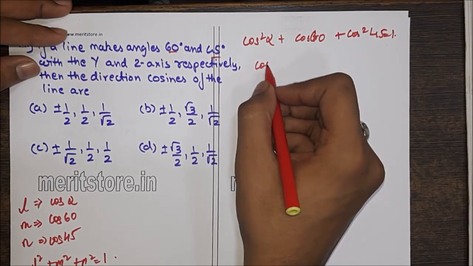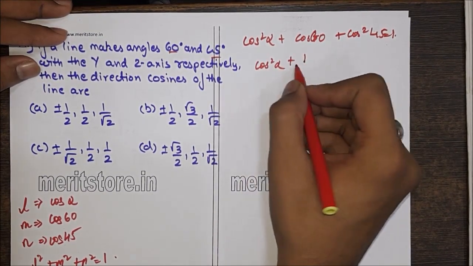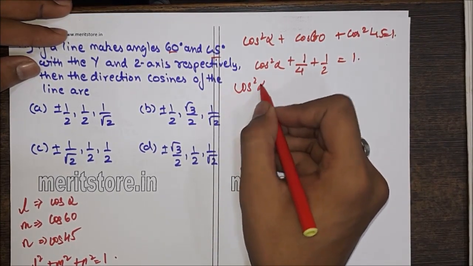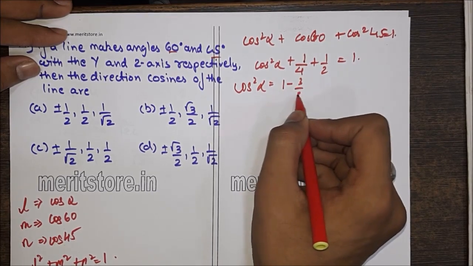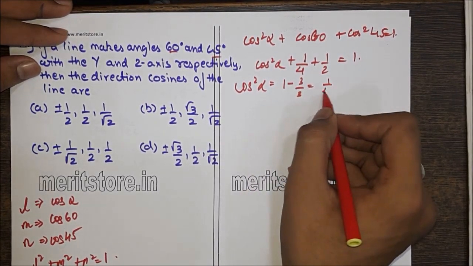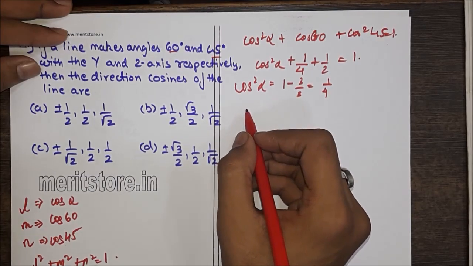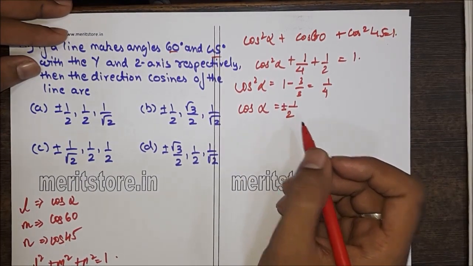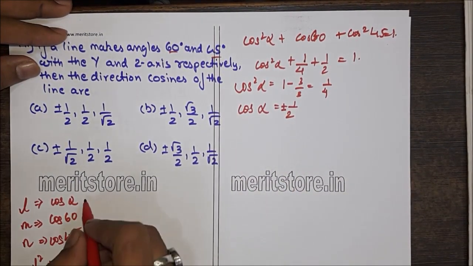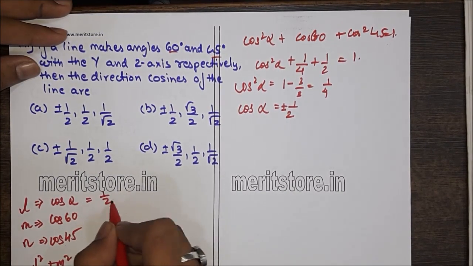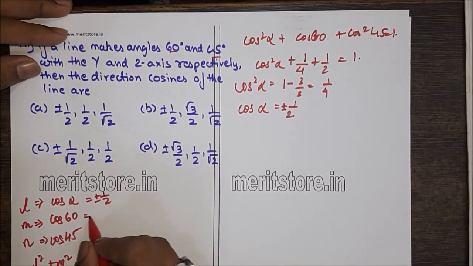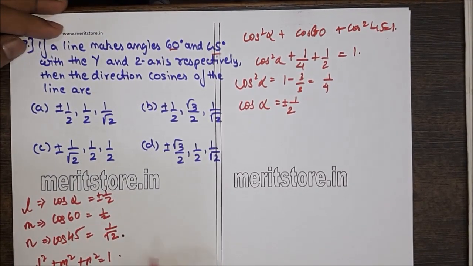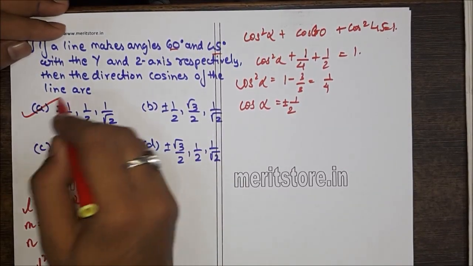Substituting these values, okay, so we get cos square alpha as 1 minus 3 by 4, which is equal to 1 by 4. So cos alpha would be 1 by root 2 plus minus, okay? So we get the value of L as plus minus 1 by root 2. This is 1 by 2, and this is 1 by root 2. So our correct answer is option A.